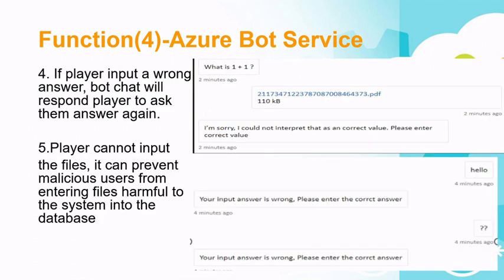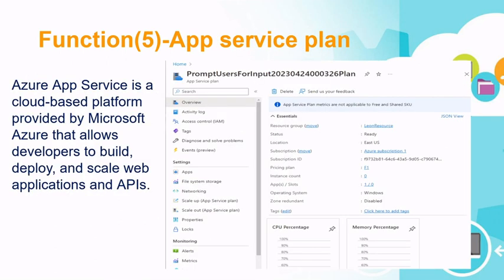When the creation is complete, we can use the chatbot to do a Q&A section. In the bot script, if the player inputs a wrong answer, the bot chat will respond and ask the player to answer again. Also, the player can't input files, which prevents users from entering files harmful to the system in the database. Okay, let's go to the next function, App Service Plan.